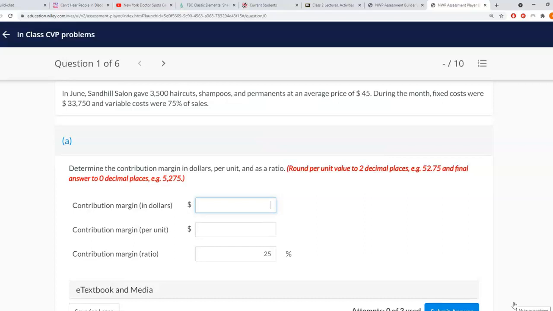It will be, Doctor, 11.25. Okay, that sounds better. The contribution margin.